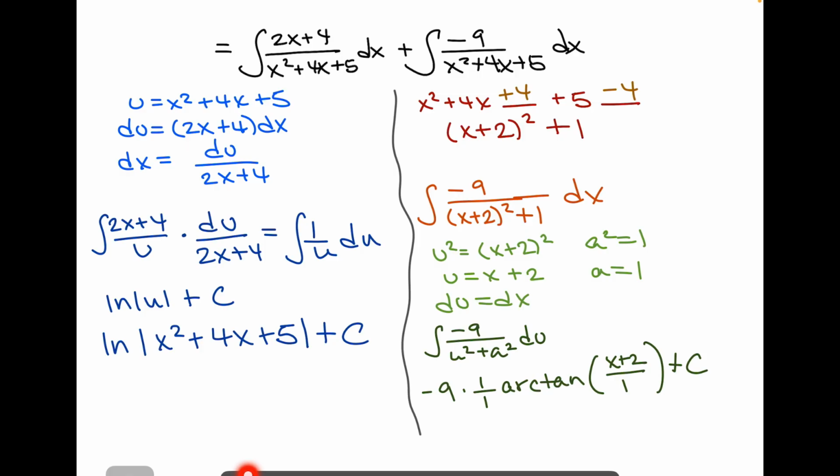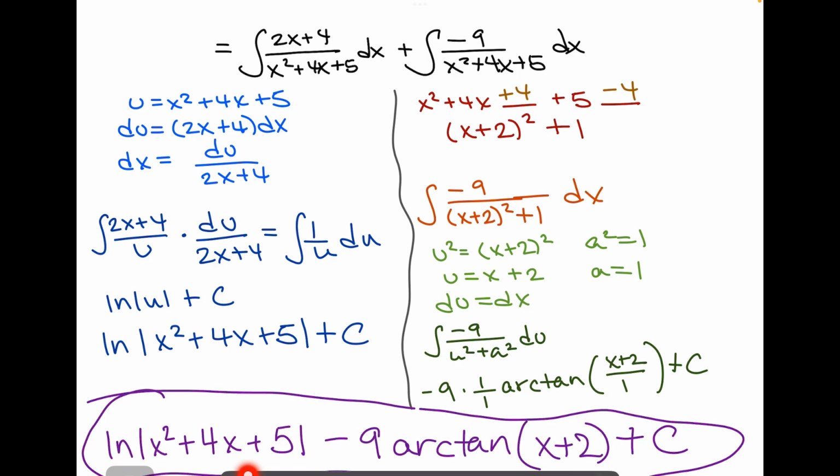And then my final answer is going to be the sum of these two antiderivatives. So final answer, natural log, absolute value, x squared plus 4x plus 5, minus 9 arctan of x plus 2 plus c. All right, that was my last example.